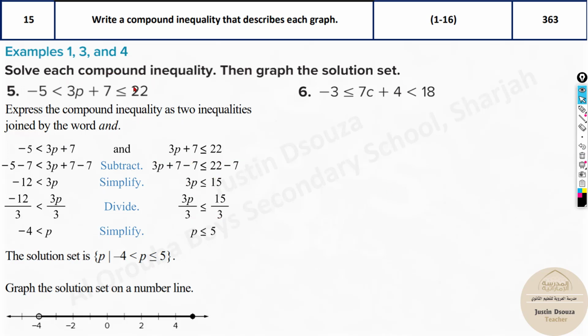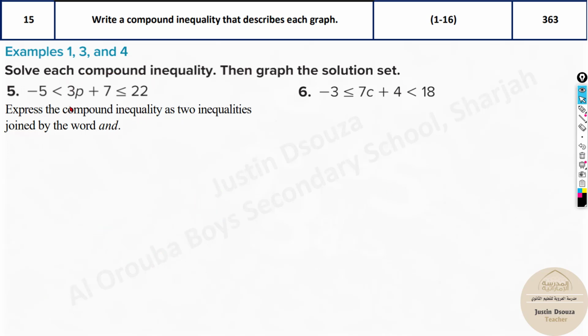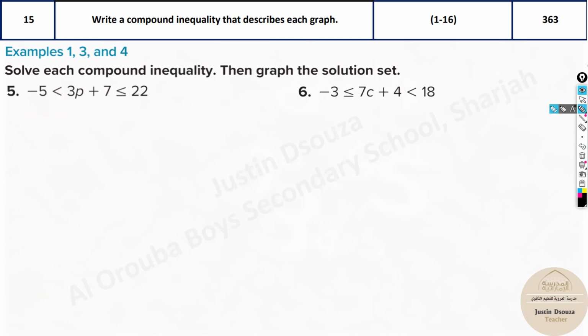Now there is another shortcut. If you analyze this, let's just look at it. Here we need to find p, right? What has been done? 3 is multiplied to p and added by 7. So let's remove this. How to remove? You should subtract 7, right? So minus 7 throughout over here. Minus 7, minus 7, minus 7.